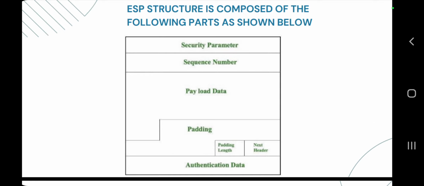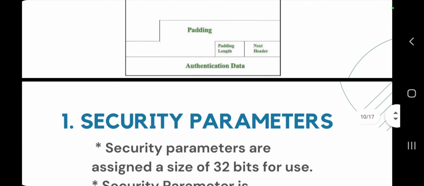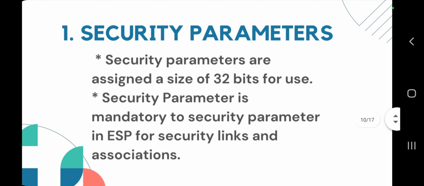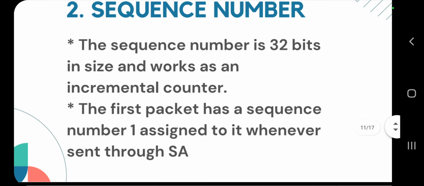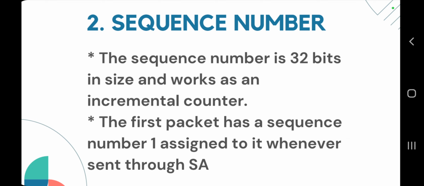Okay, now we can talk about each part of the ESP structure. The first one is security parameters. Security parameters are assigned a size of 32 bits. The security parameter is mandatory in ESP for security links and association. The next one is sequence number. The sequence number is 32 bits in size and works as an incremental counter. The first packet has a sequence number 1 assigned to it whenever sent through SA.